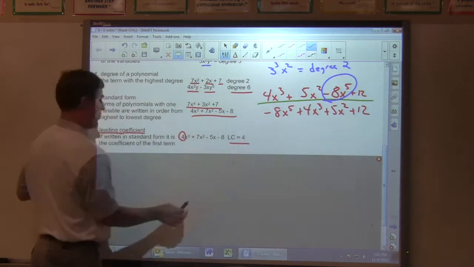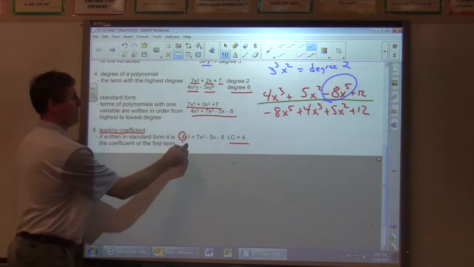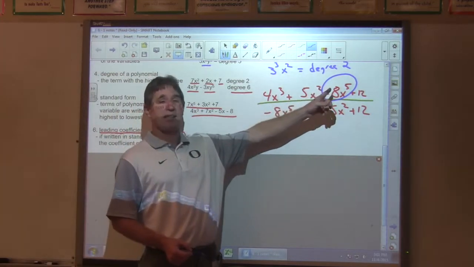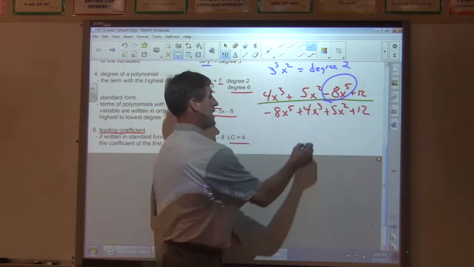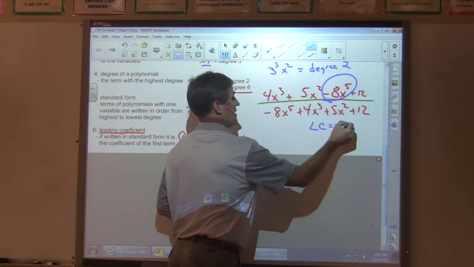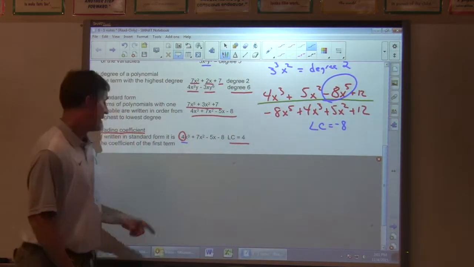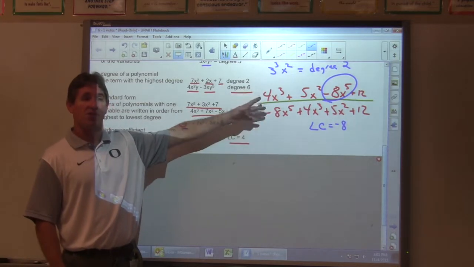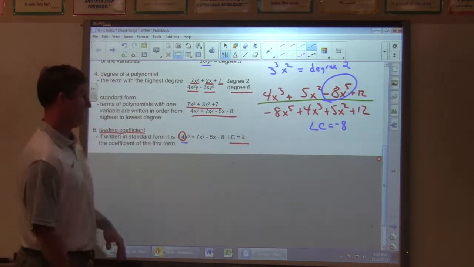So it's called the leading coefficient because if it's in standard form, it's the first thing you're going to come to. If it's not in standard form, it is not necessarily the first thing. So in this case, I don't need to do this. I can just say the leading coefficient is negative 8. If you want to put it in standard form, that's fine. But if they don't ask, it's just an extra step that you don't really need to do.